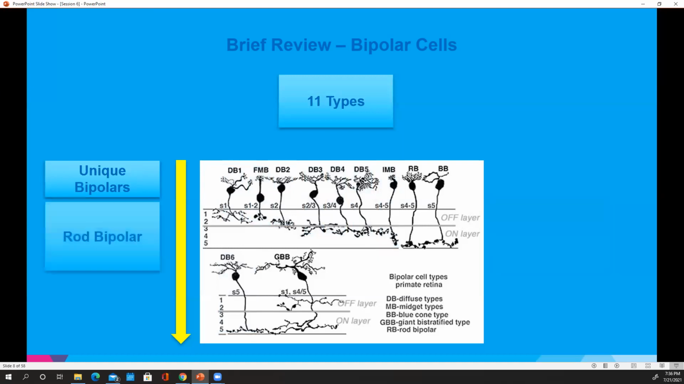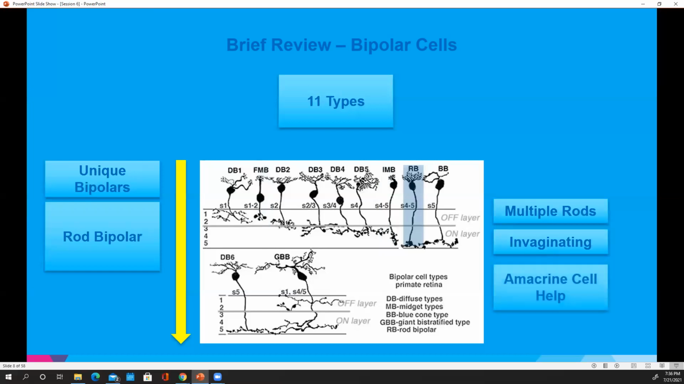And the unique bipolar cells, the most famous one is the rod bipolar cell that we discussed. And the rod bipolar cell is shown here as RB. And those are multiple rods. They're also, if you remember, despite the fact that there's multiple kind of diffuse connections, they invaginate into each one of those rods, if you remember correctly. And then they don't actually connect to a ganglion cell. They're that special type of bipolar cell in which they use amacrine help to kind of use the corresponding next door cone on-center bipolar cell that's sitting next to them.